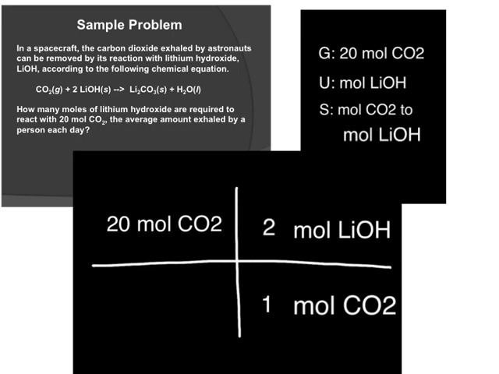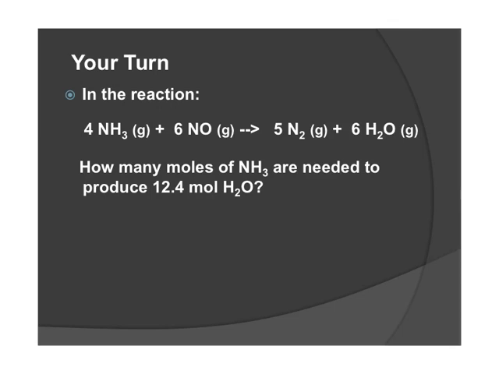So we're going to cancel moles CO2 and multiply across the top, divide whatever is on bottom, see what you get. Yep, 20 times 2 is 40 moles LiOH. Well, that was a good job, so let's move on to the next.